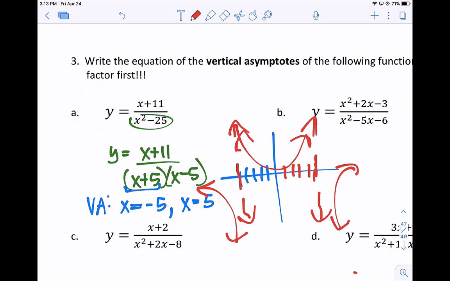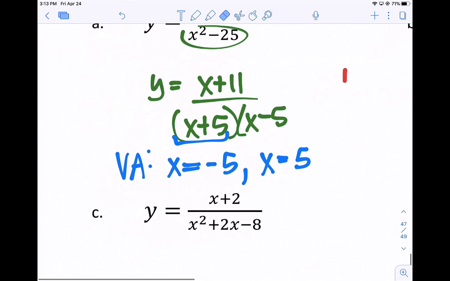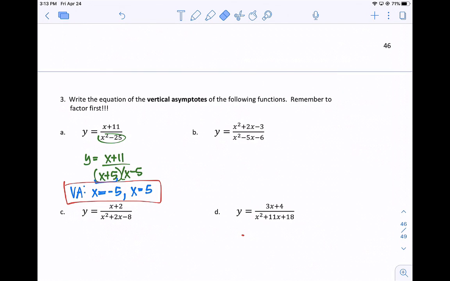It depends on your horizontal asymptote, but it could look something like that. Okay, so again, the asymptotes are what makes the bottom, the denominator, 0. So our answer is negative 5 and positive 5. It's like finding the zeros. Okay, so that's vertical asymptotes.